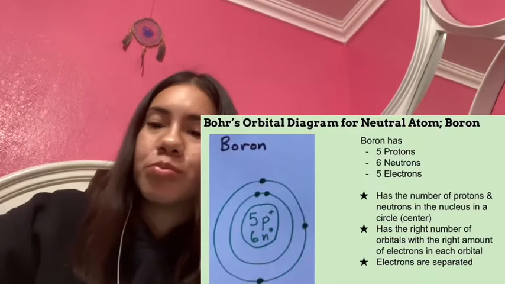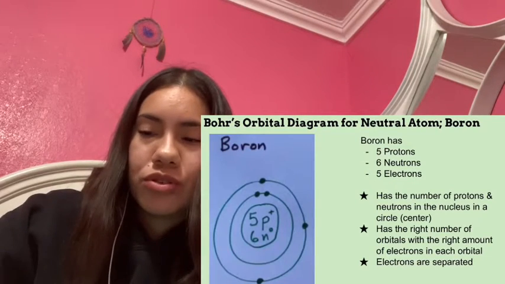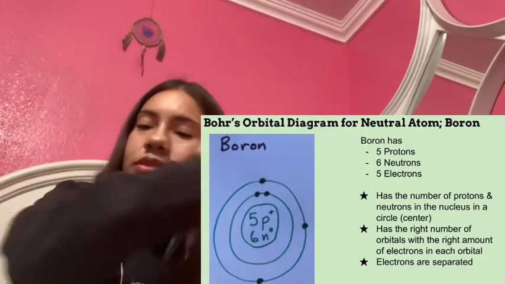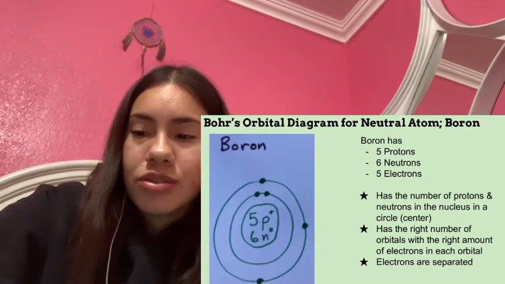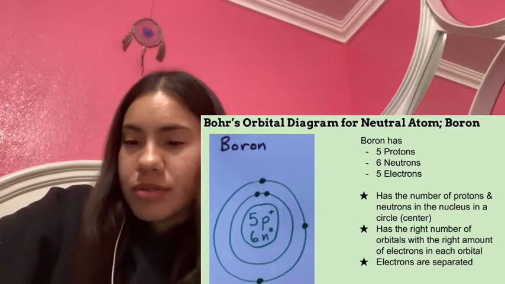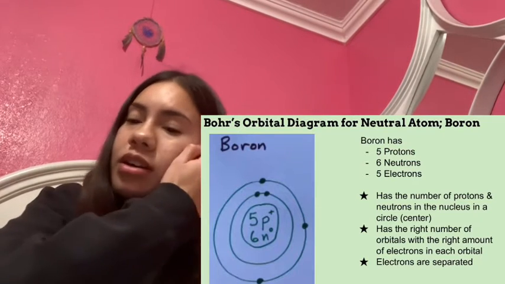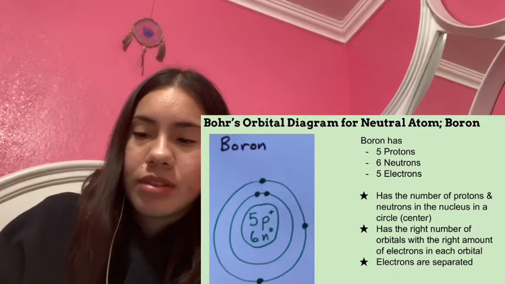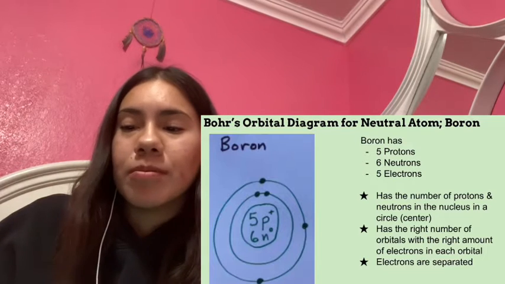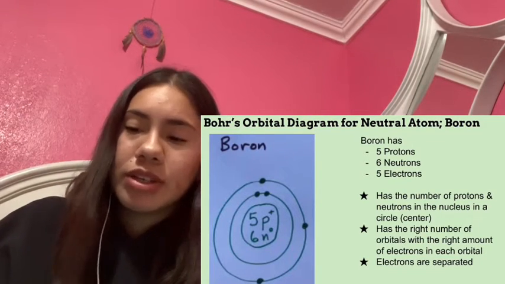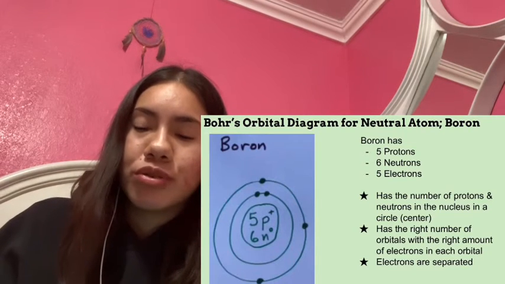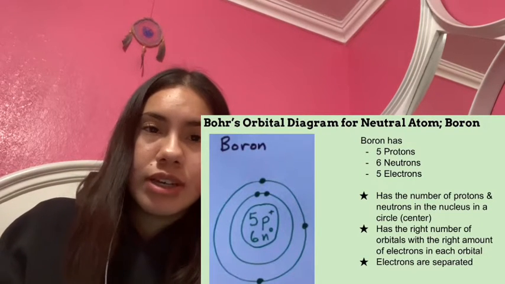And so here's Bohr's orbital diagram for a neutral atom, boron. Here we see that boron has 5 protons, 6 neutrons, and 5 electrons. So it's a neutral atom because there's the same amount of protons and electrons. And here we see that it has the number of protons and neutrons in the nucleus.